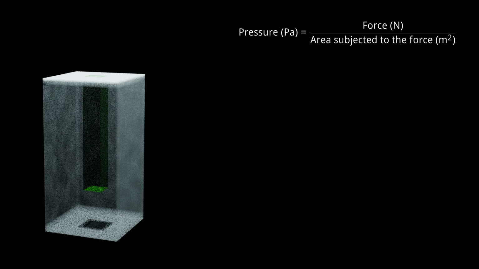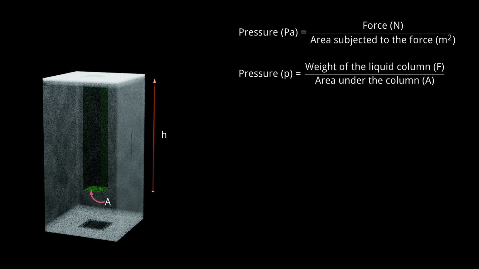Let's consider a point located h meters deep in a liquid, with a surrounding cross-sectional area A. The pressure at this point is given by the weight of the liquid column above it, divided by the area A, which is measured in square meters.